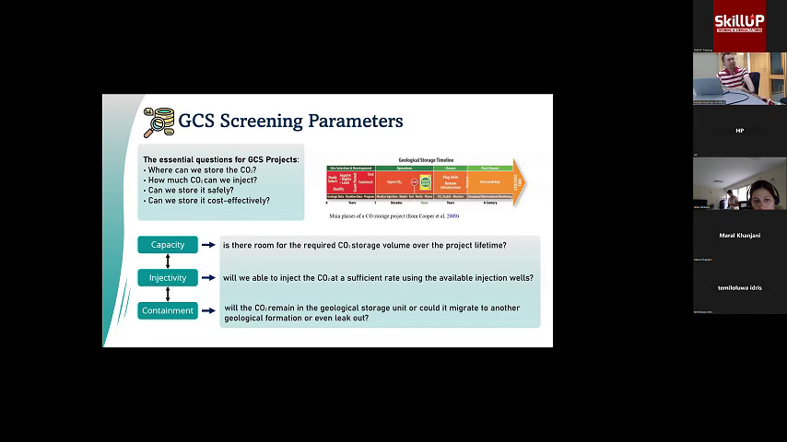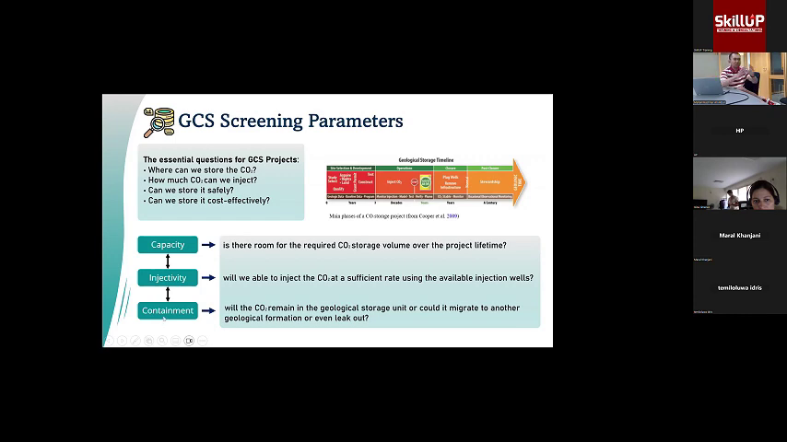The three things that we have to evaluate during GCS, or geological carbon storage, are capacity, which is how much CO2 we can inject; injectivity, which is what flow rate we can sufficiently inject into the wells; and the other thing, containment.